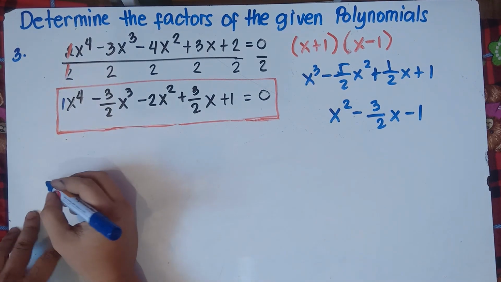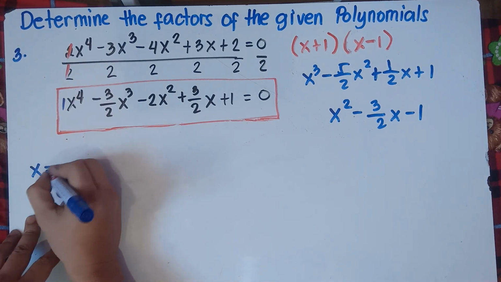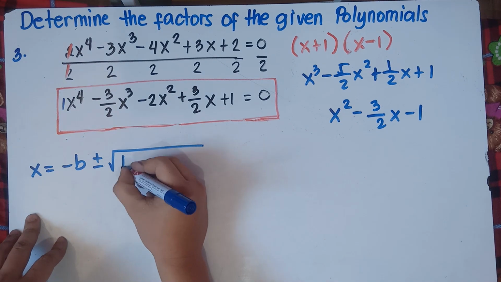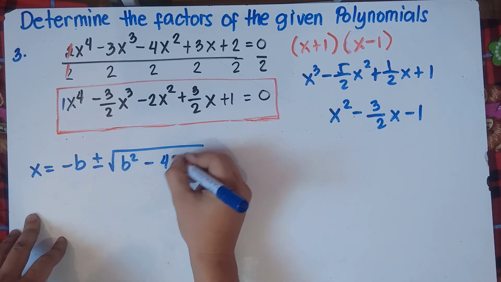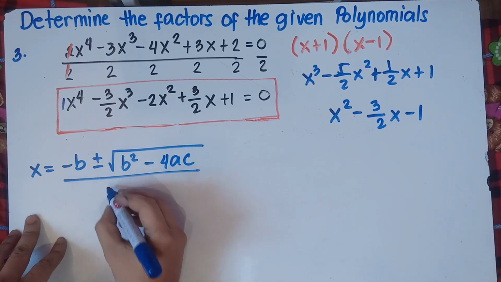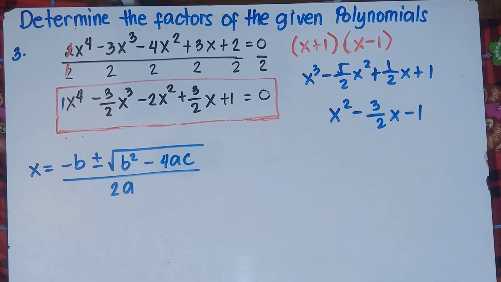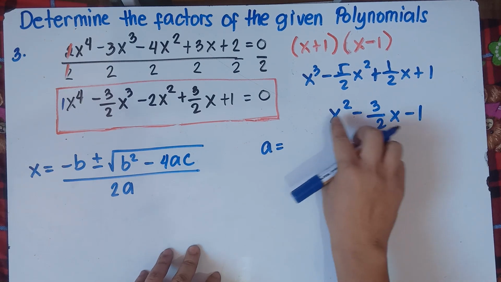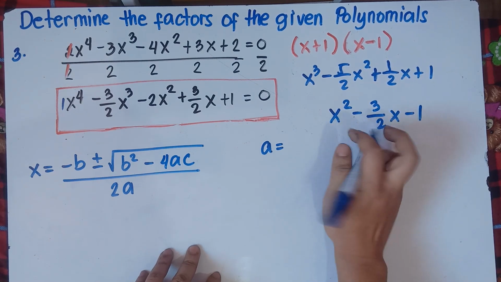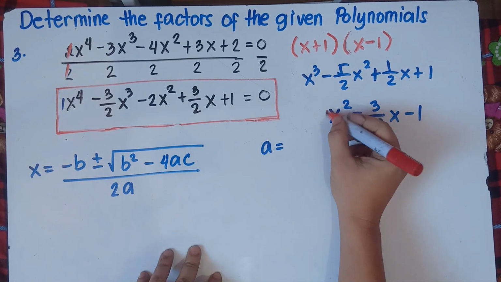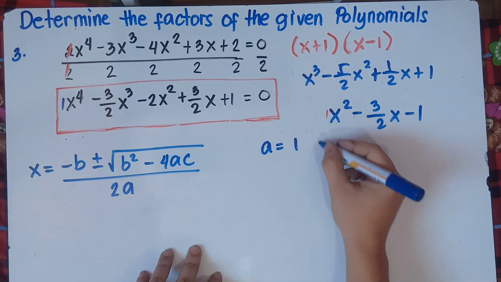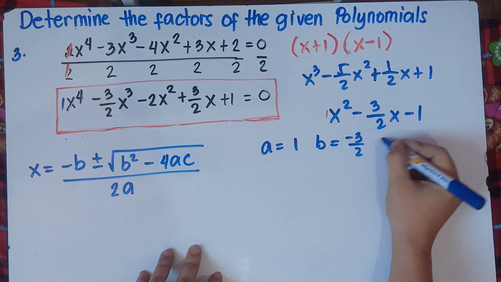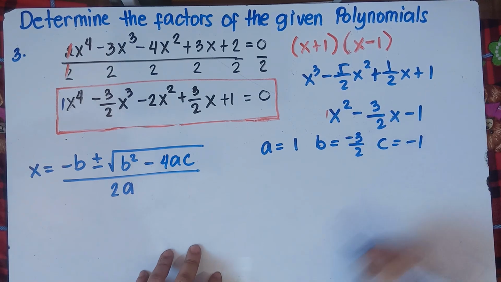The formula would be x equals negative b, plus or minus the square root of b squared minus 4ac, all over 2a. Our a in this equation is beside x squared, so that would be 1. Our b is beside x, that's negative 3 over 2, and our c is the constant negative 1.